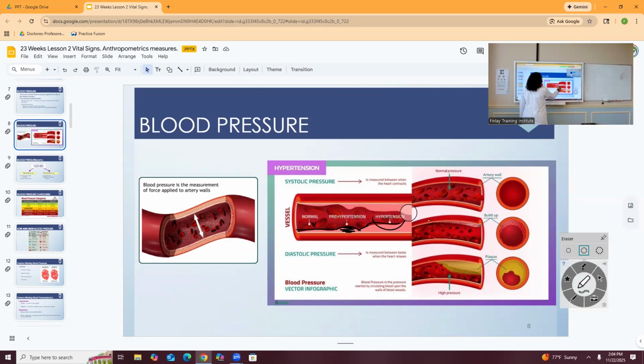So when we take a blood pressure and the patient has high blood pressure, one of the first reasons why this patient has high blood pressure is the presence of high cholesterol or fat tissue in the inside of the arteries.